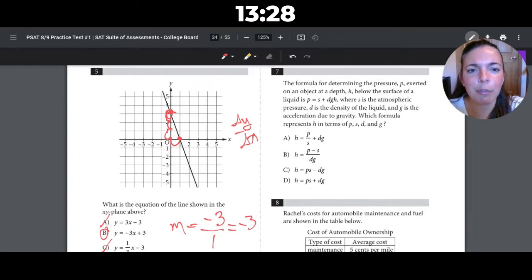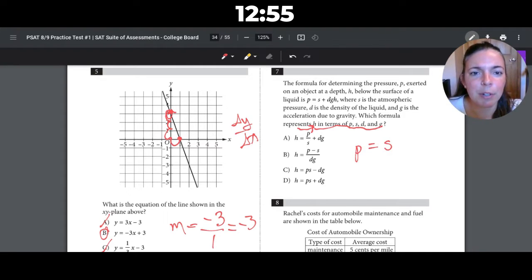Number 7, the formula for determining the pressure P exerted on an object at a depth h below the surface of a liquid is P equals S plus DGH, where S is the atmospheric pressure, D is the density of the liquid, and G is the acceleration due to gravity. Which formula represents H in terms of P, S, D, and G? Okay, so there's a lot of information here that is not necessarily important to what the question is asking. So try not to get bogged down by all the scientific stuff in here. All it's asking us to do is solve for H.